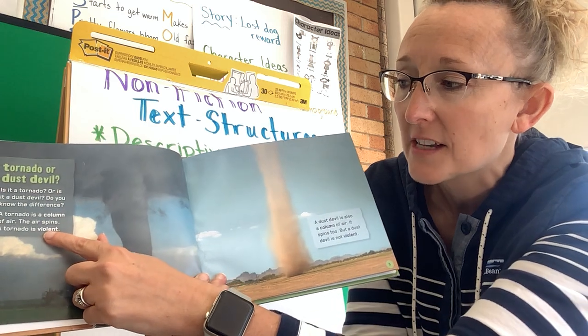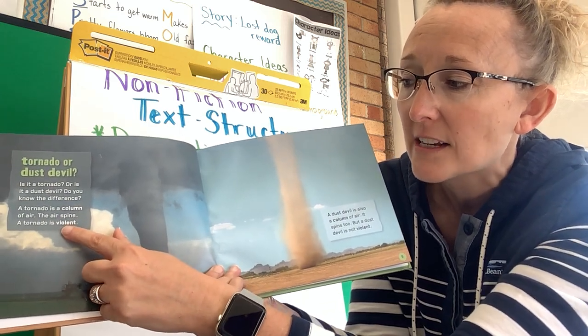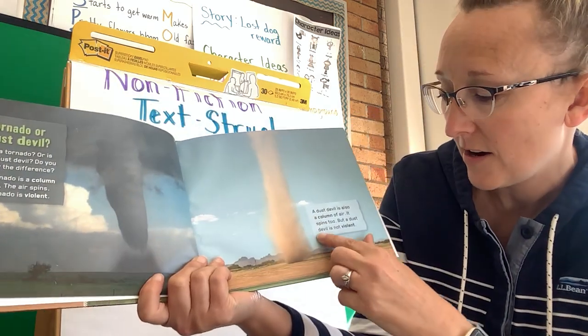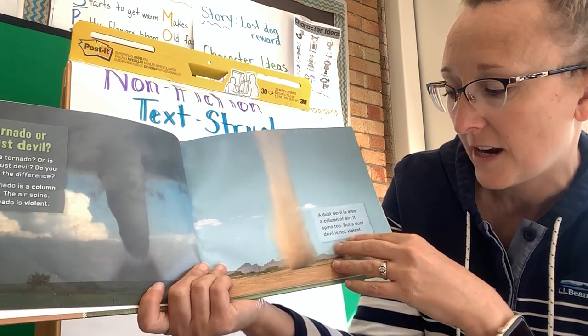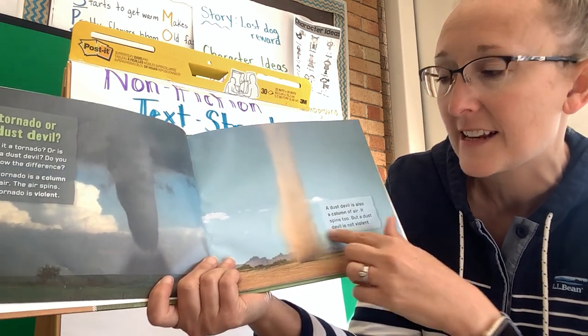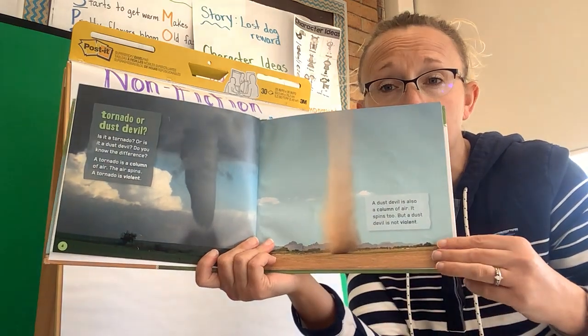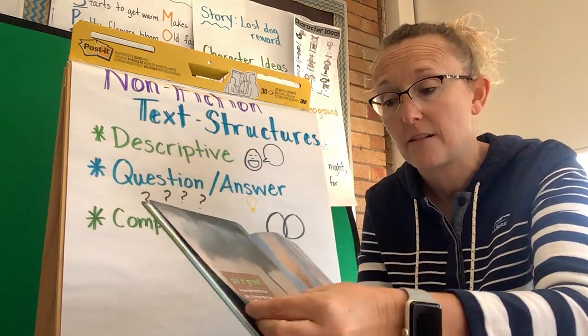Here it's saying a tornado is a column of air. The air spins. A tornado is violent. Here, a dust devil is also a column of air. It spins too, but a dust devil is not violent. So this one's not as dangerous. So I already learned a difference right there.